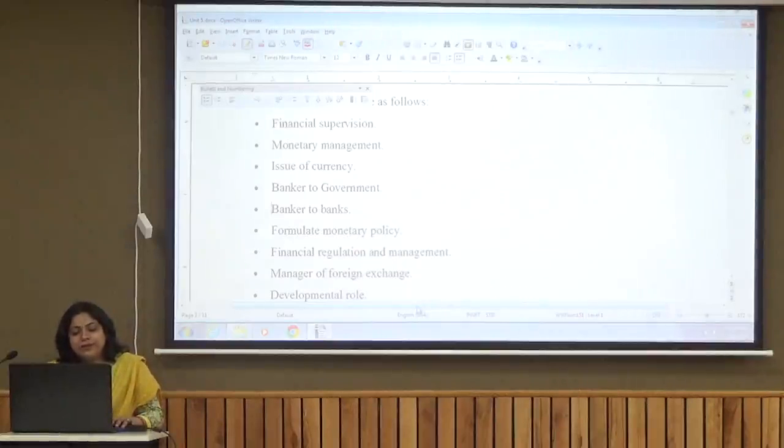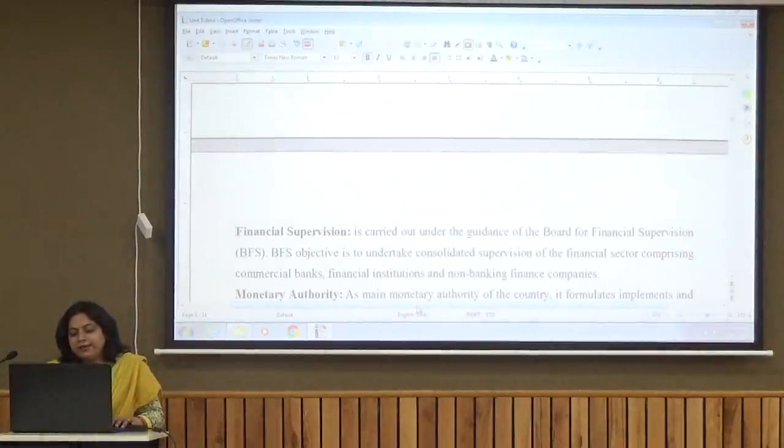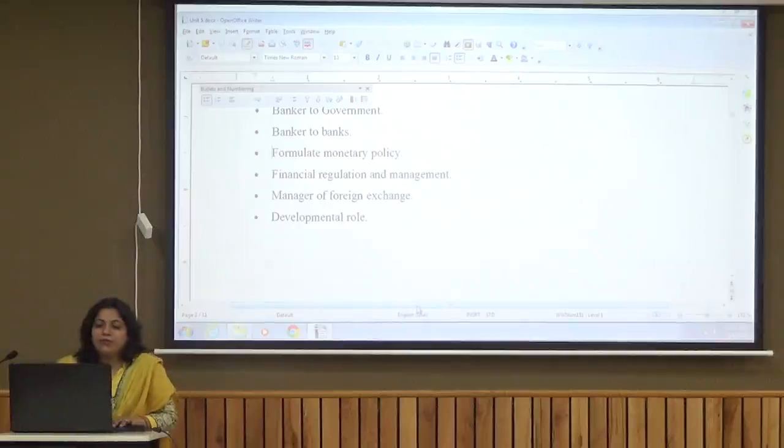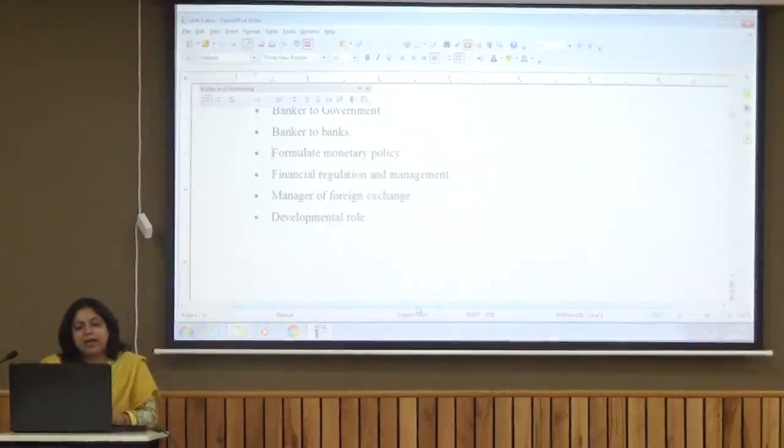Formulate monetary policies, all related policies. For a bigger example, you can see the demonetization policy was also framed by the Government of India and RBI. So formulation of all the rules, regulations and what needs to be executed and followed is through RBI. Manager of foreign exchange: whatever money, dollar, yen or whatever type coming into our country and going out of our country, everything is in the hands of RBI.